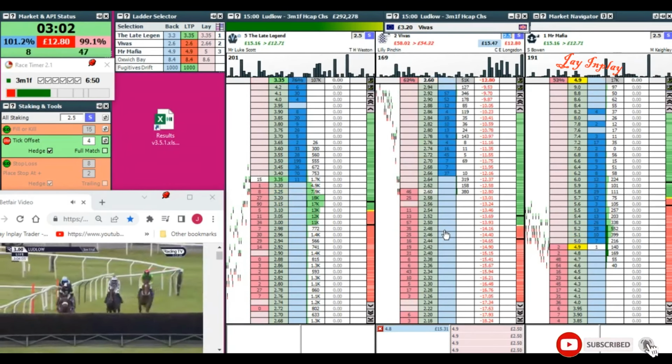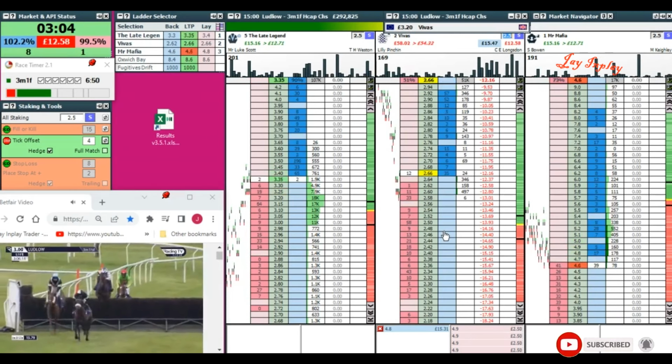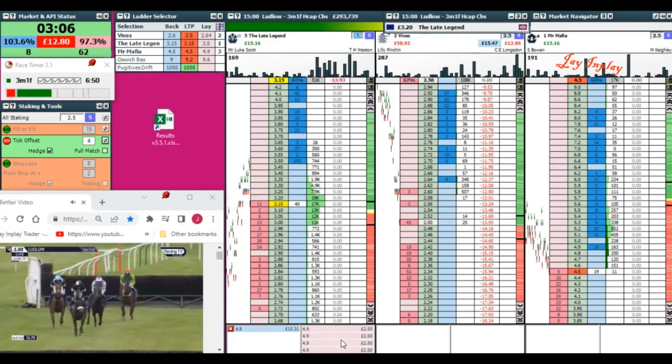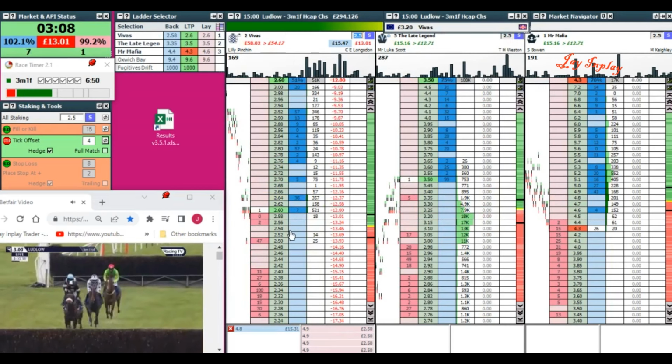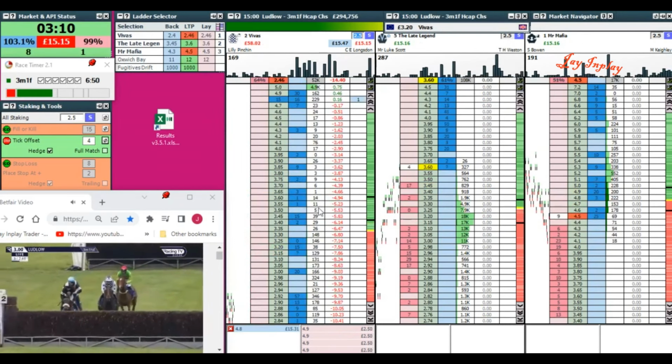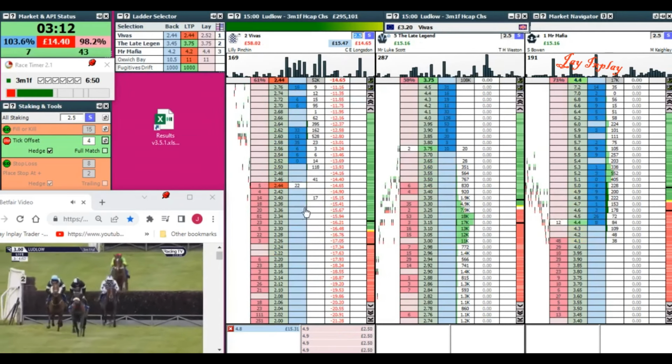I'm watching that race timer. I know it looks dodgy, but I know how much time is left. The Late Legend, Vivas, and Oxwich Bay. Even though Vivas has come into favouritism, it doesn't mean it will stay there and it won't bounce back up to us. Up the home straight, number 11.